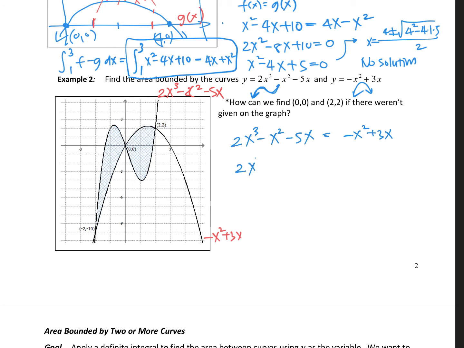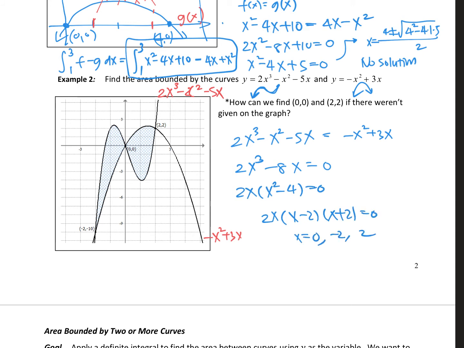So 2x cubed, move this to the other side, so that becomes 0, and then negative 8x is equal to 0. So 2x times x squared minus 4 is equal to 0. 2x times x minus 2 times x plus 2 is equal to 0. So x is equal to 0, negative 2, and 2. I know these three are the points where they meet.